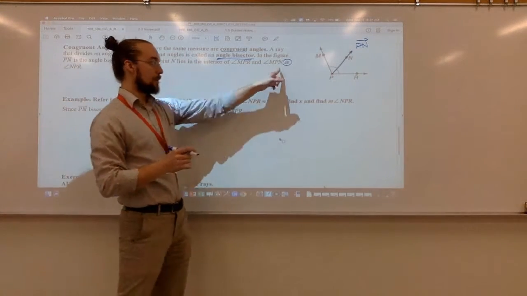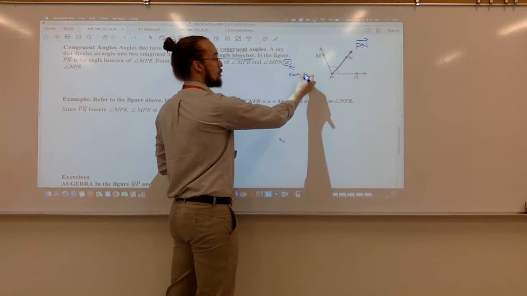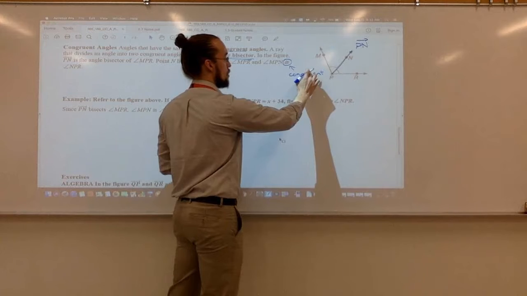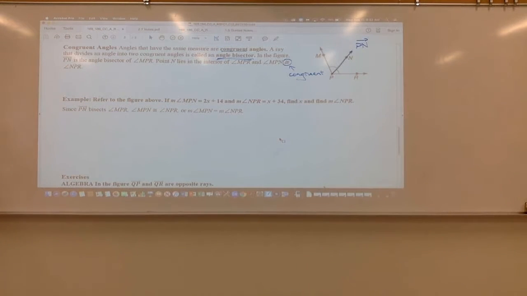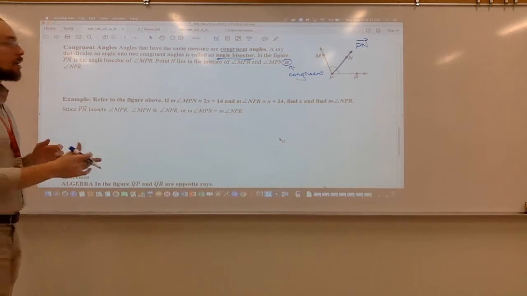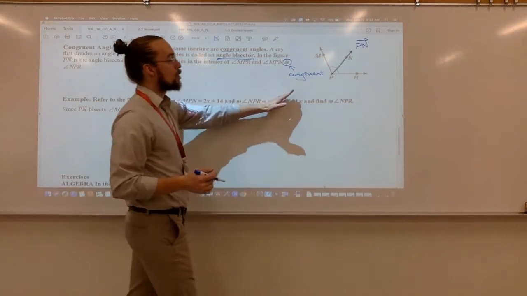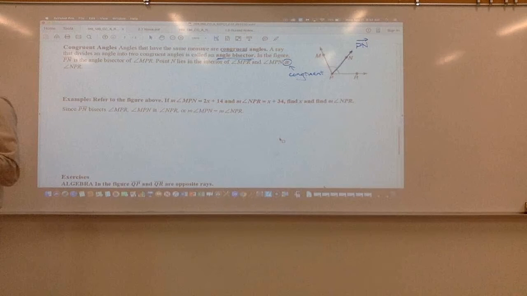This symbol right here, the equal sign with the squiggle over top, that means congruent. So you want to circle that, make a note on your paper that equal sign with the squiggle over top means congruent, which for our purposes right now just means the same. So an angle bisector cuts an angle exactly in half. What we're going to do is start to solve some algebraic problems with this idea.